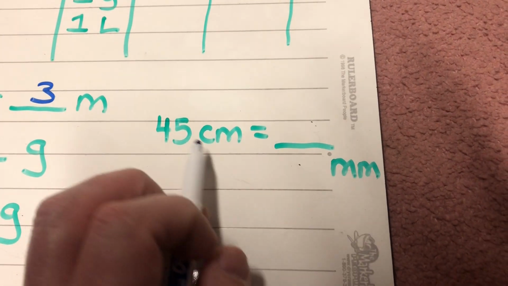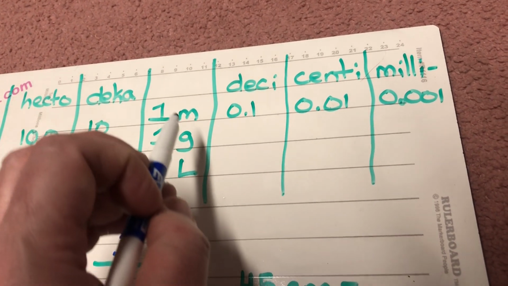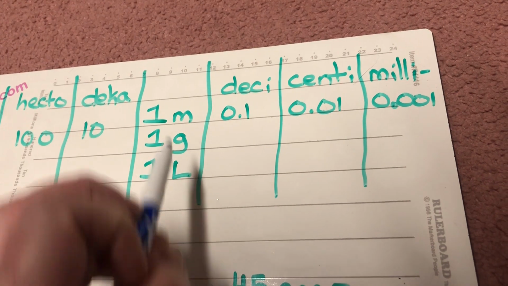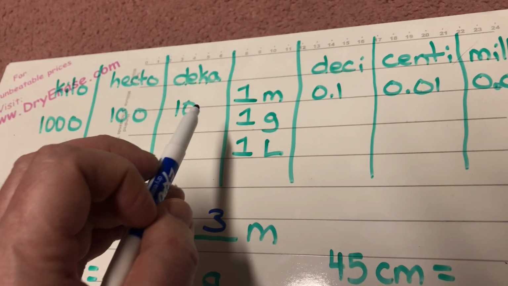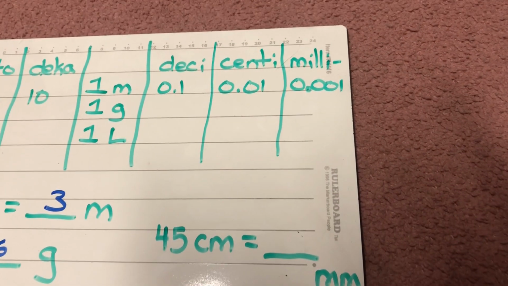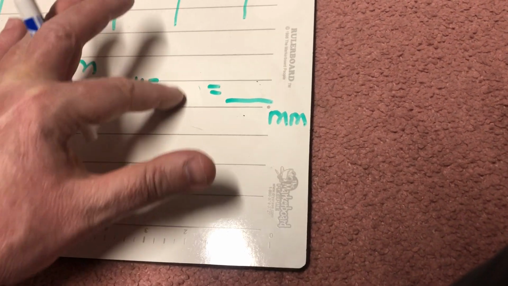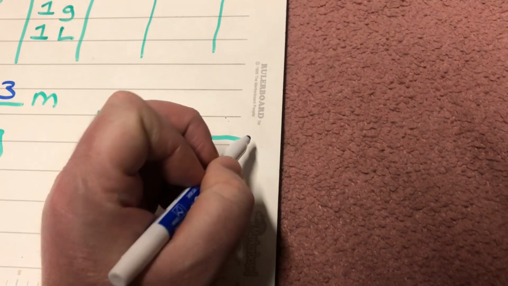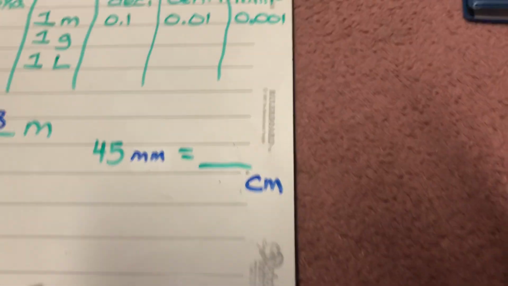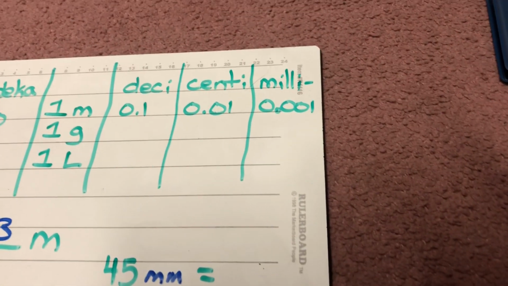Last one for this set, 45 centimeters equals blank millimeters. Now, not all the time will it refer back to the base unit of meters, grams, and liters, because this is where everything is in the middle, gets smaller with deci, centi, and milli, gets bigger, deca, hecto, kilo. Well, actually, I'm going to change that. I flip those around. We're going to make 45 millimeters equal blank centimeters, because I want to make sure that we're going from a smaller unit to a bigger unit. That was my mistake initially.